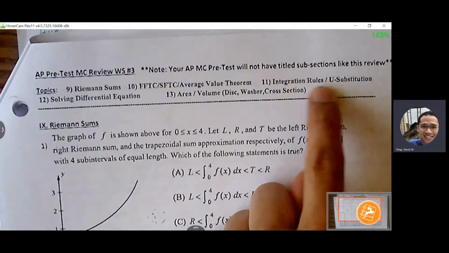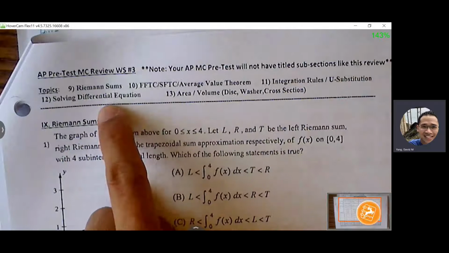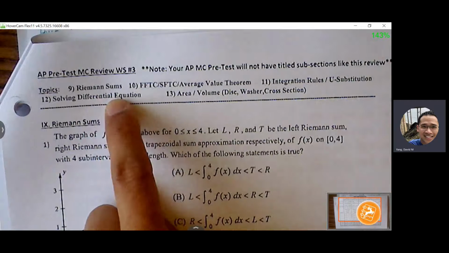We'll probably spend some time Monday and Tuesday doing that. Solving differential equations. Hopefully you guys feel more comfortable with it since we've seen quite a bit of it over the course of the FRQs.